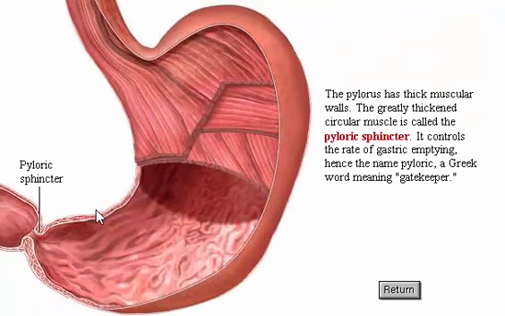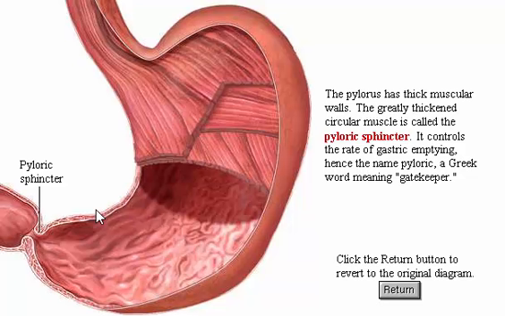The pylorus has thick muscular walls. The greatly thickened circular muscle is called the pyloric sphincter. It controls the rate of gastric emptying, hence the name pyloric, a Greek word meaning gatekeeper. Click the return button to revert to the original diagram.